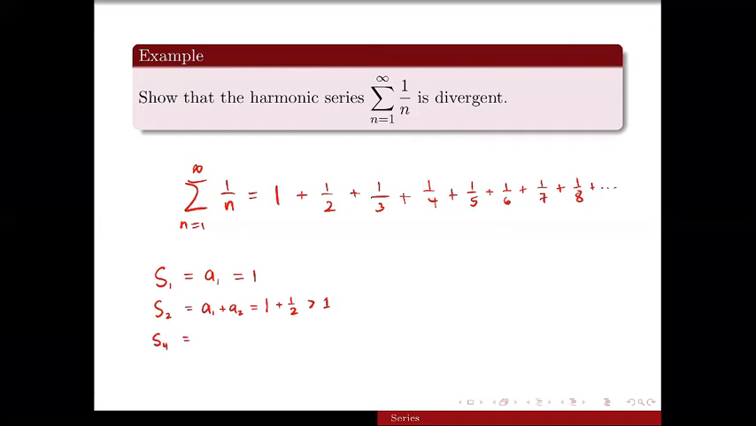Let us now look at S sub 4. Look at this: A1 plus A2 plus A3 plus A4. This is equal to 1 plus 1 half plus 1 third plus 1 fourth. Now, 1 third is greater than 1 fourth.